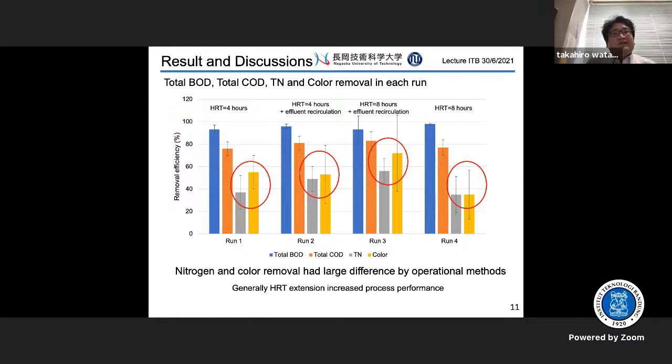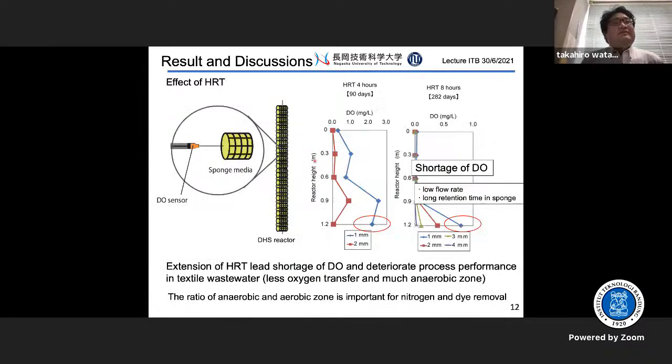Generally, HRT extension increases process performance. However, comparing HRT 4 hours and 8 hours, the 8 hours is worse. We think this is the effect of DO. Extension of the HRT leads to a shortage of DO because the water is moving very slowly. This figure shows DO profiling in the sponge. You can see that when we operated at HRT 4 hours, we have enough DO in the sponge carrier, but at HRT 8 hours, the DO is short due to the low flow rate and low retention time in the sponge. Therefore, the ratio of anaerobic and aerobic zones is very important for nitrogen and dye removal.